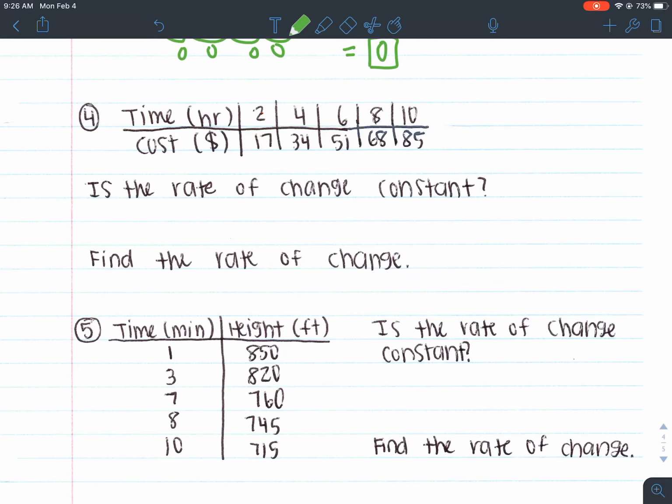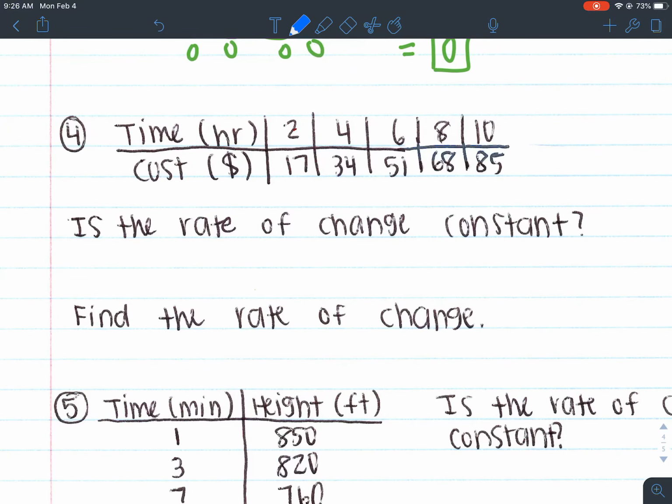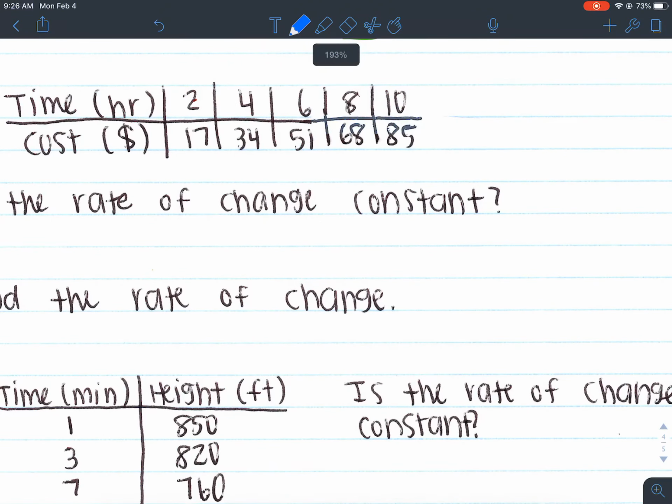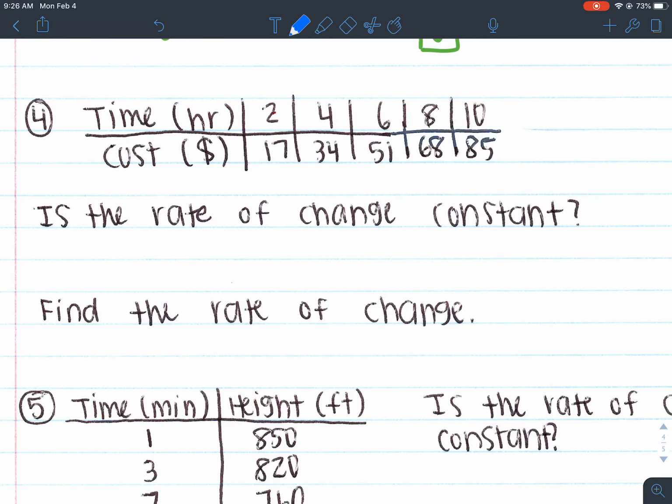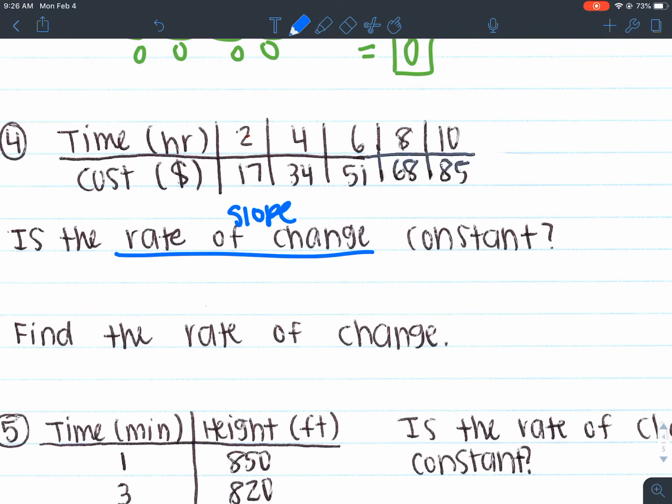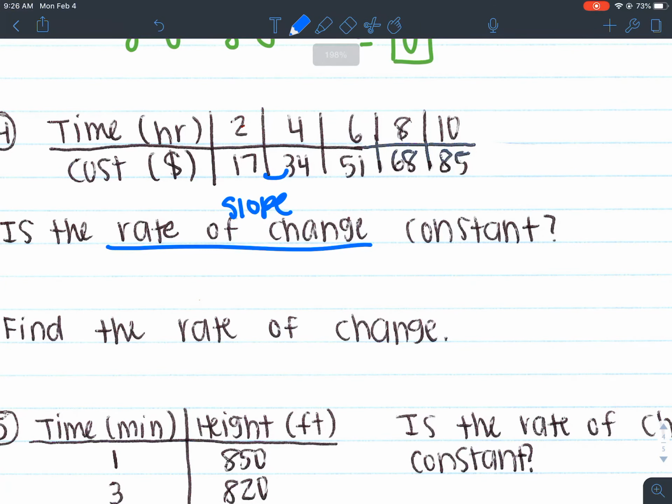All right. Number 4 and 5 are kind of like word problems that you might see. And actually, you will see something like this in your homework as well. So number 4, we have a table. We have time in hours and cost in dollars. Is the rate of change constant? So let's figure this out. Well, change in y over change in x, right? Or let's just look at the rate of change. So slope is rate of change. Let's go ahead and underline that and say, okay, is the slope constant? Basically, is your change in y the same every single time going from number to number? And is your change in x the same going from number to number?